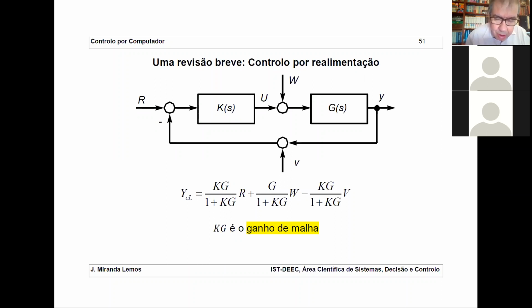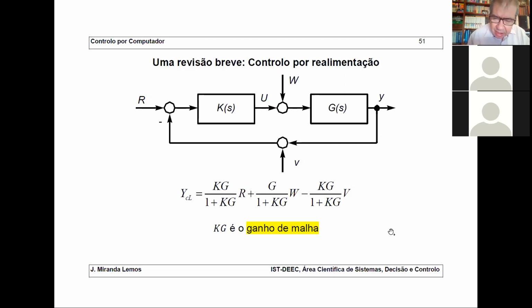A low gain for higher frequencies and for lower frequencies a higher gain, so that KG over 1 plus KG is more or less 1 for lower frequencies. Okay, apart from a small detail, that's perfect. In the low frequency, you don't want it to be 1. The loop gain is the product KG, and what you want to be 1 is the transfer function between R and Y. Let's see that in a moment. But apart from that detail, that's perfect, Leonardo.